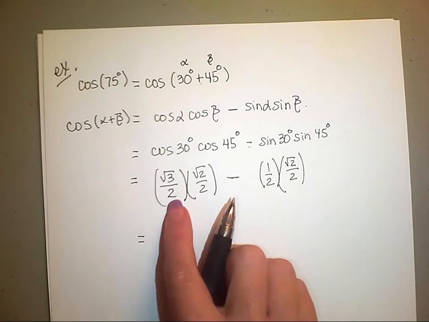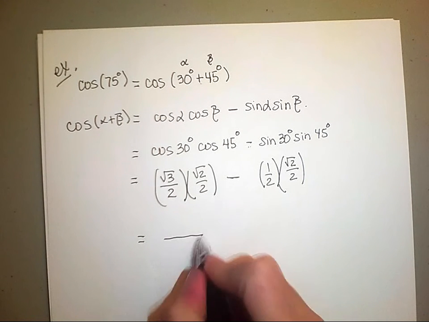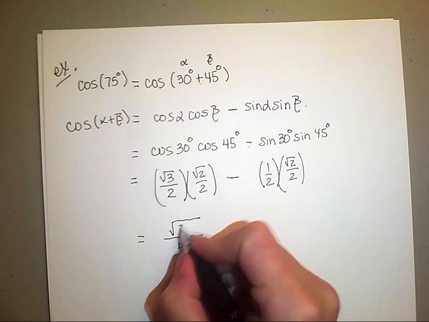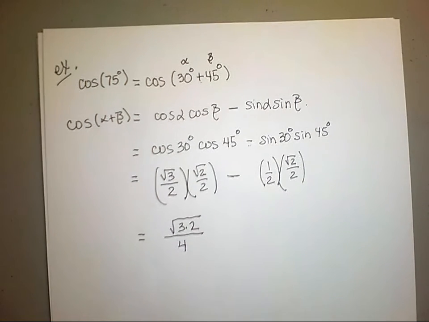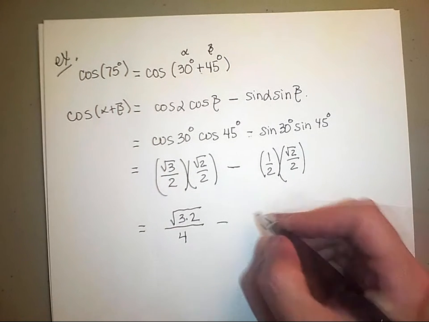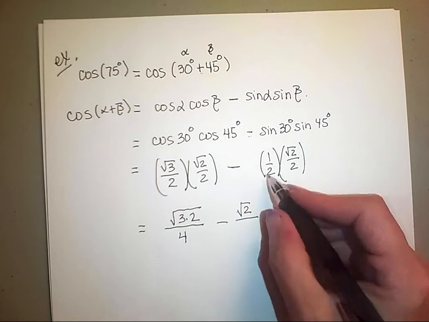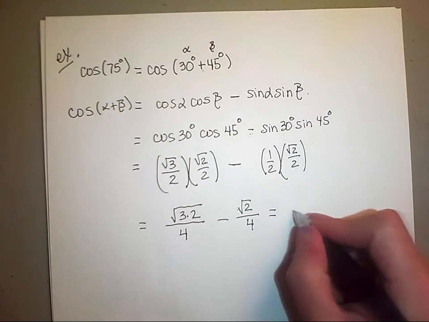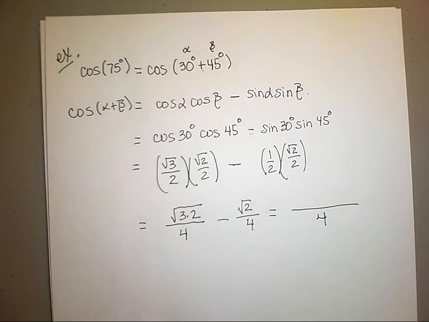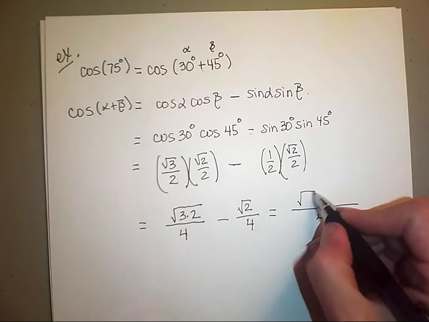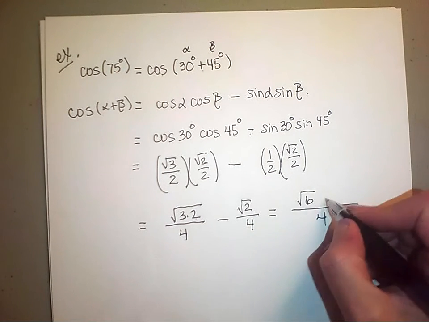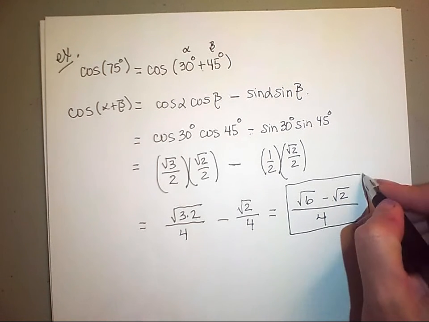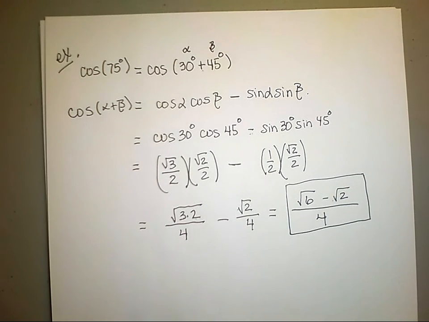And now we can simplify this term by term. I'm multiplying fractions, so this becomes over 4. And up top, when you multiply radicals, you can multiply underneath the radical, and then minus square root of 2 over 4. Now they both have the same denominator, so we can write it as one great big fraction. And this is the square root of 3 times 2 is 6, minus the square root of 2. And this is your exact answer.